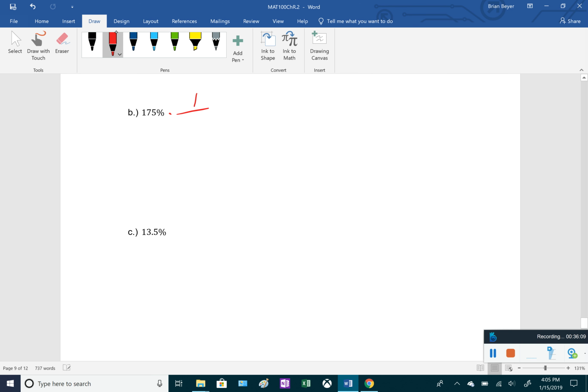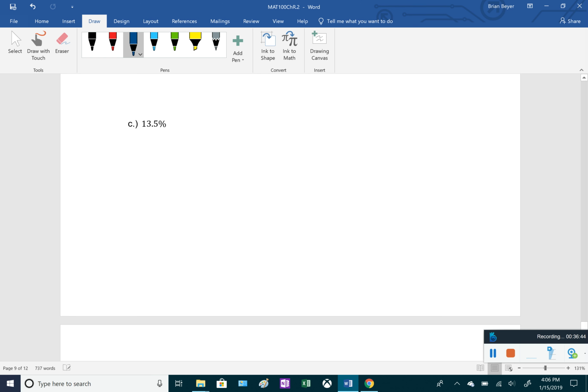Do the next one. 175% multiplied by 1 over 100%. Once again, it's just dividing by 100 essentially. So drop the percents, it's 175 over 100. So we want this in lowest terms. It looks like we can cancel off a common factor of 25. 175 divided by 25 gives us 7. 100 divided by 25 gives us 4. So 7/4.